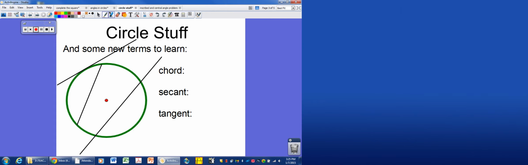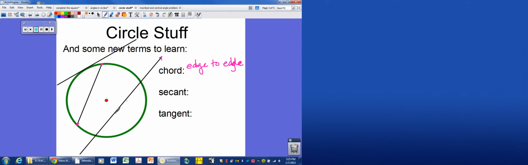So a chord goes from edge to edge, from the edge of the circle to another edge of the circle, E-D-G-E, from edge to edge, from point to point. It can go through the center, that's called a diameter, but it does not have to.